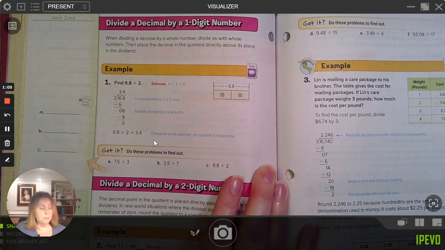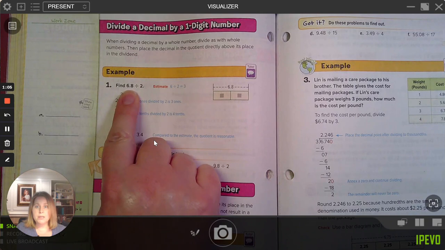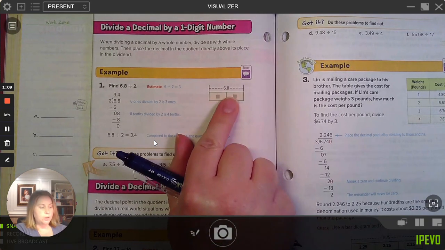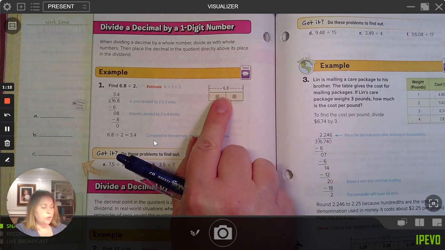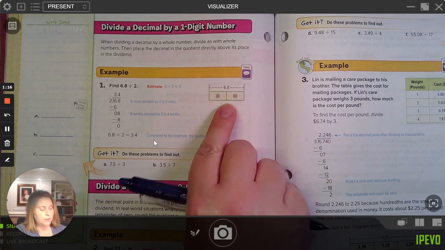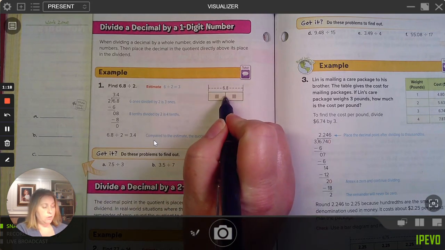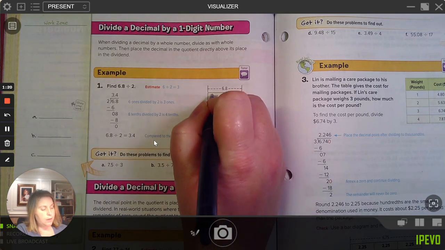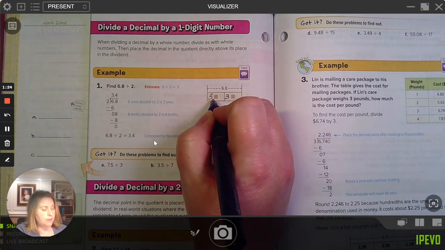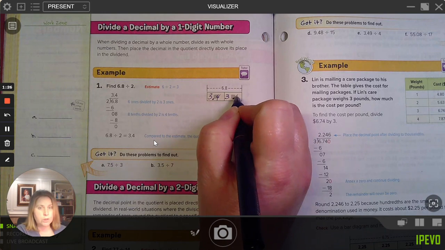Let's go ahead and look at example 1 together. We have 6.8 divided by 2. First of all, we have that visual aid. You have 6.8. If you're dividing that by 2, you'll have 2 individual pieces. What's half of 6? 3. So you would have 3 here and 3 here. And what's half of 8/10? 4/10. So you would have 4/10 here and 4/10 here.